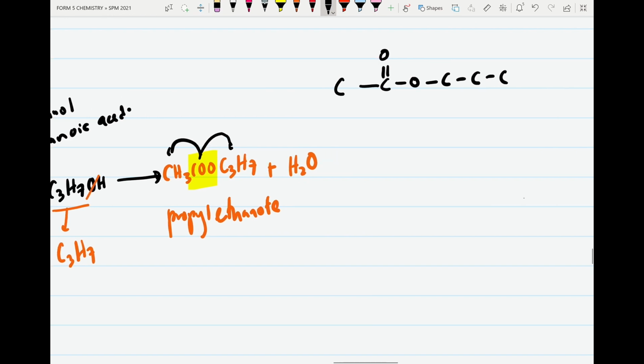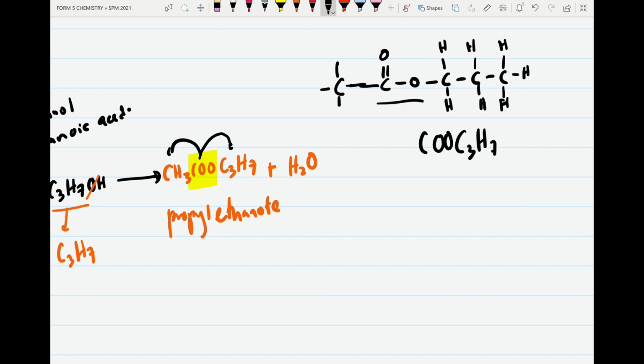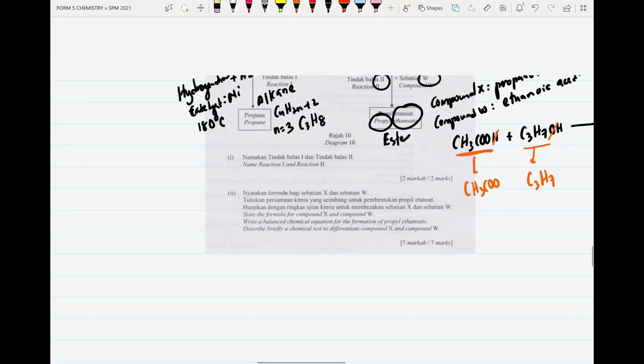Each carbon atom must have 4 bonding. 1 2 3 4, 1 2 3 4, 1 2 3 4, 1 2 3 4 5 6 7. So we already get C3H7, so we write this one COO. In front here got CH3, so here got CH3, so I already draw the structural formula of the compound. All right, move on to the first question.